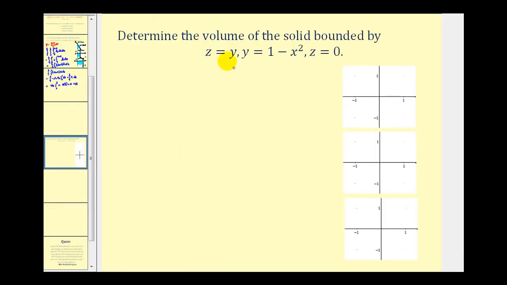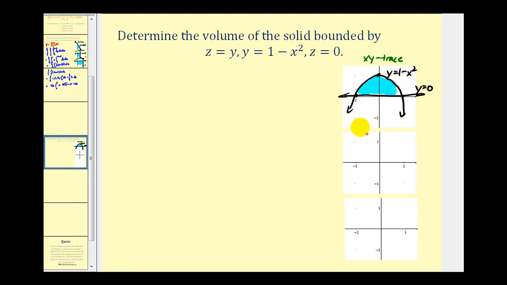We want to determine the volume bounded by these three equations. Let's go and take a look at our traces. Let's start with the xy trace. So we'll set z equal to 0. Notice if z is equal to 0 here, we'd have y equals 0. That would be this line here. Here we have the graph of y equals 1 minus x squared. That would be a parabola that opens down, shifted up 1 unit. So it would look something like this. So the bounded region in the xy plane is this region here. So this was y equals 0, and this was y equals 1 minus x squared.